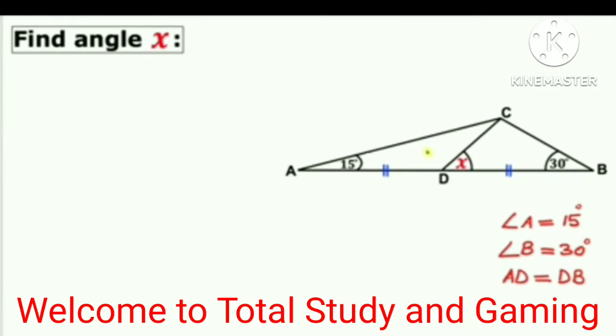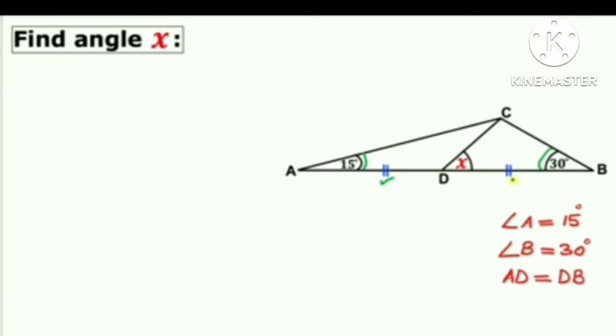We've got this compound shape that consists of a bunch of triangles such that this angle A is 15 degrees, this angle B is 30 degrees, and moreover this line segment AD equals this line segment DB, and now we are going to find the value of this angle x.